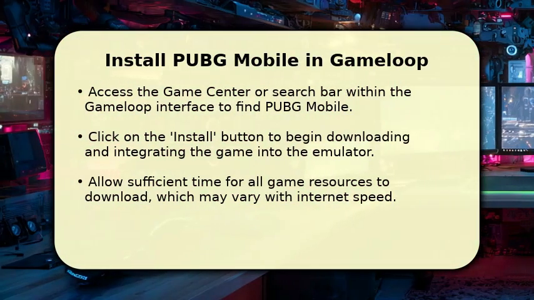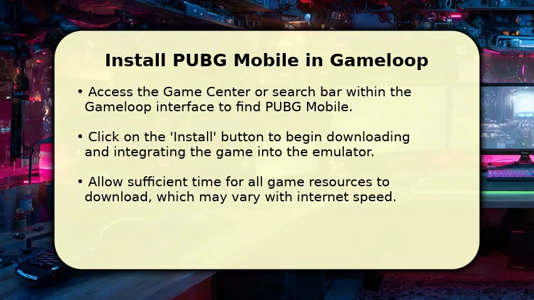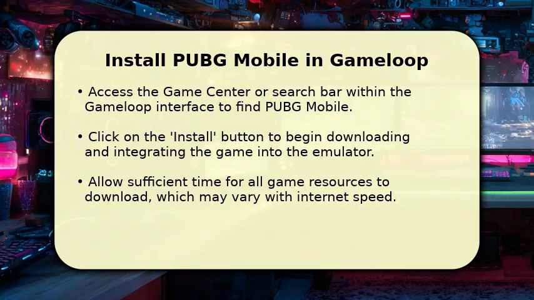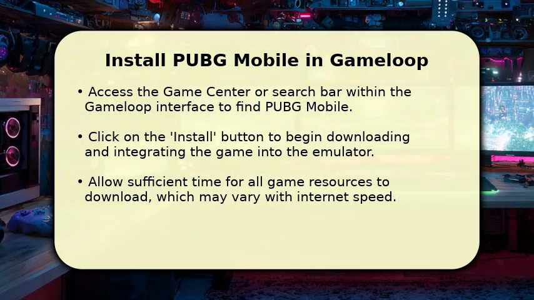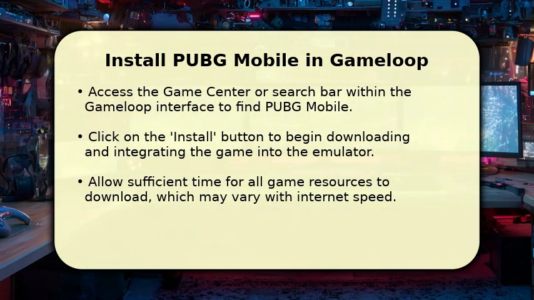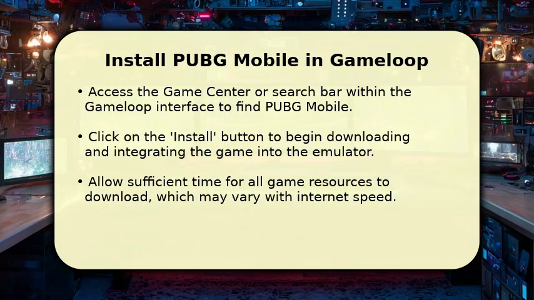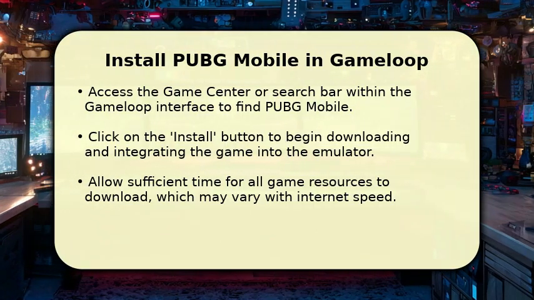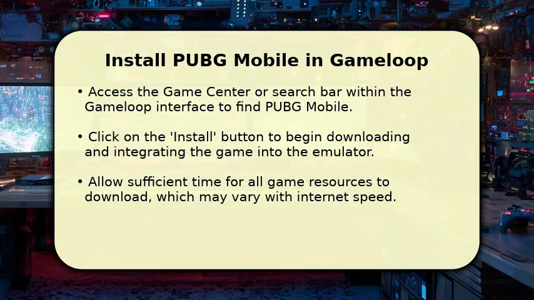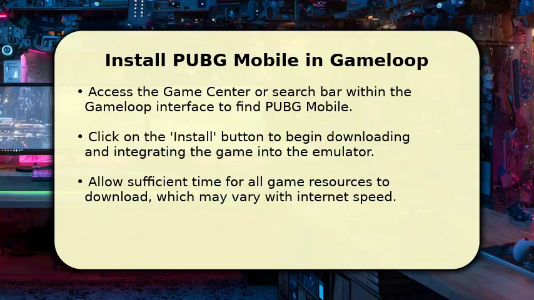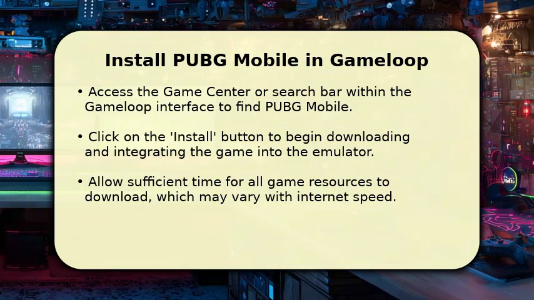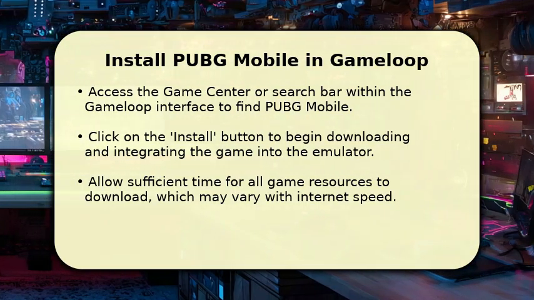Now, inside the GameLoop application, locate the Game Center or use the search bar at the top to find PUBG Mobile. Click the prominent Install button associated with the game to start the download and installation within the emulator. This process will download all necessary game files, which can be several gigabytes in size, so be patient. Once fully downloaded, the game will automatically install and be ready to launch.